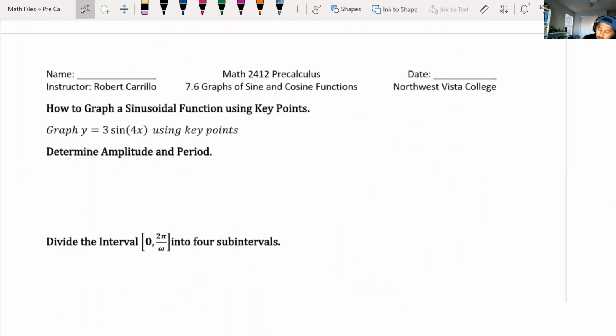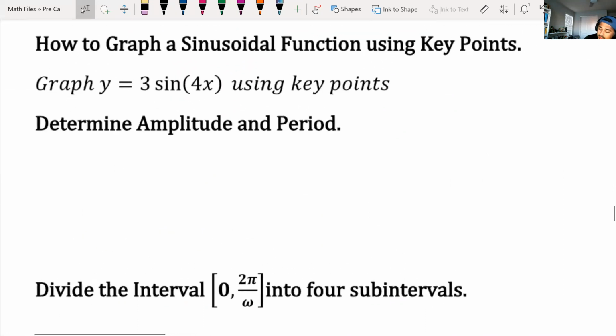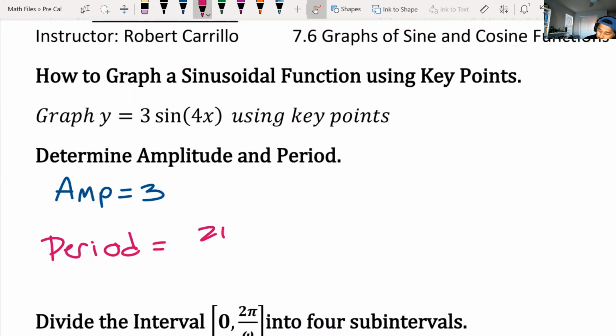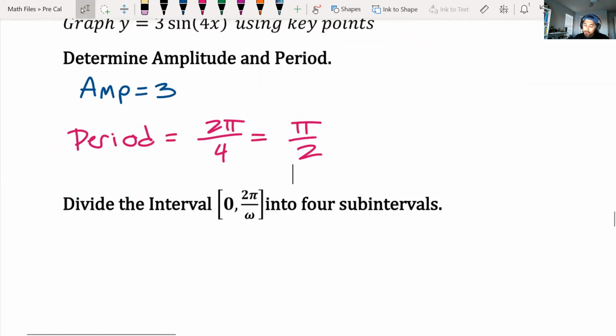So here we want to graph y equals 3 times the sine of 4x using key points. Before we get started using key points, we need to know what the amplitude and the period of this function is. So for 3 sine 4x, what's my amplitude? 3. And then my period is going to be 2 pi over 4, or just pi over 2.